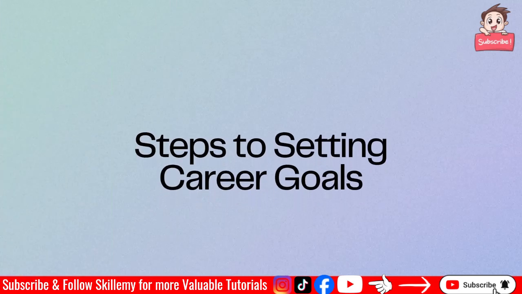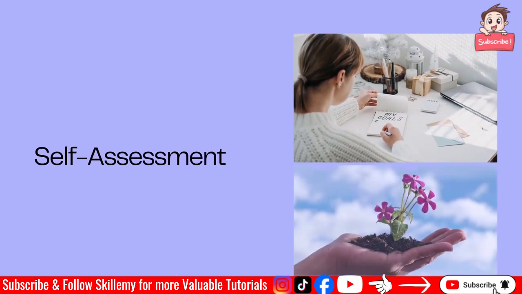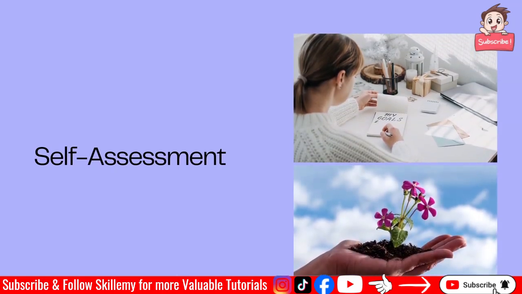Steps to setting career goals. Self-assessment. In the self-assessment, identify strengths and weaknesses. Always you have to identify your strength. What is your strength? What will make you stronger? And your weaknesses. What things can make you weak? And those weaknesses can be obstacles for your particular goal. So you have to overcome your weaknesses and you have to gain strength for your particular goal.